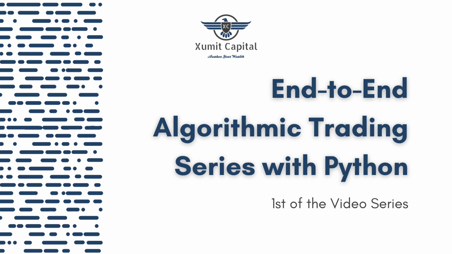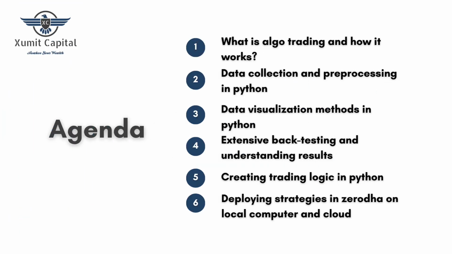So let's get started. Okay, so let's just understand our agenda first. First one is what is algo trading and how it actually works, which we'll see in this particular video only. After that, we will see data collection methods and pre-processing in Python. So we will see how to collect data from Yahoo Finance and Pandas data reader. And there are some different libraries to collect the data, or we can basically buy some subscription of data vendors, which will provide us data in the JSON format.